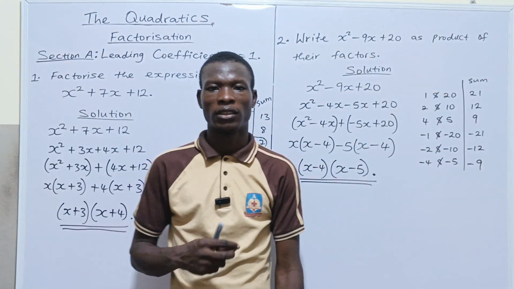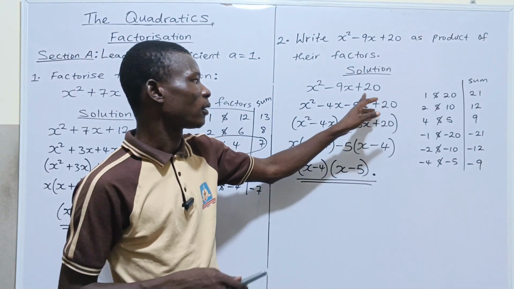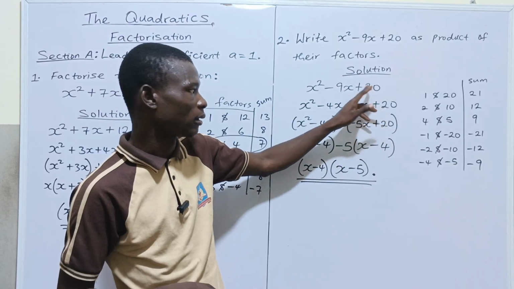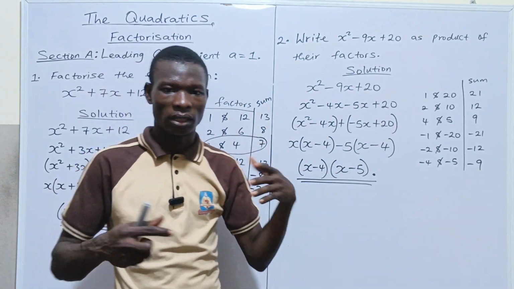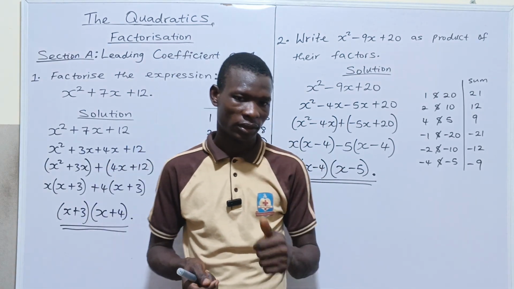So the next set of examples that we're going to be looking at are constants that have a negative sign, negative constants, like negative 20, negative 12, negative 6, negative 10, negative 18, and so on and so forth. Stay tuned.